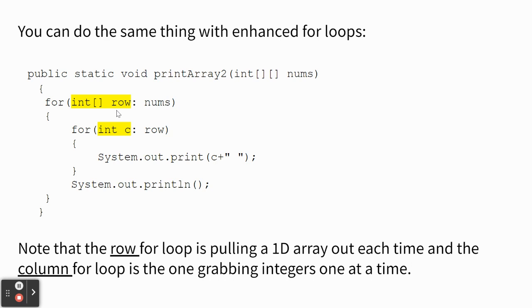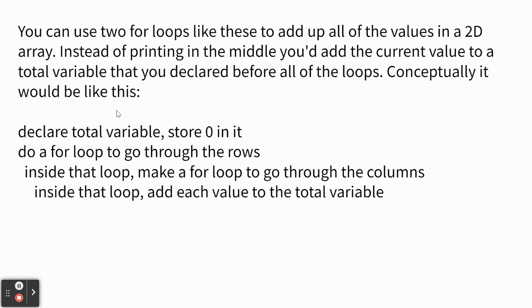Yeah, I guess I did highlight one of these things. The row for loop is pulling a one-dimensional array out every time. I knew one of these. I did a little thing.